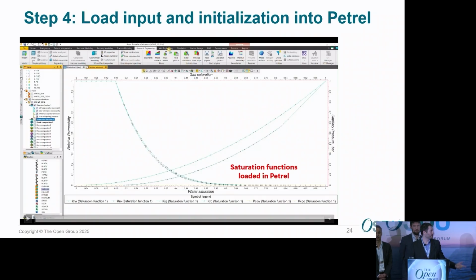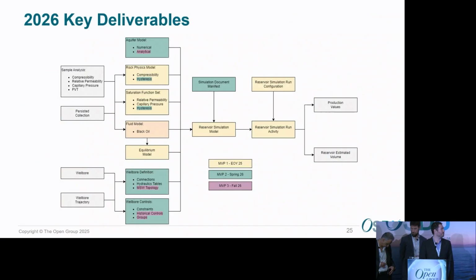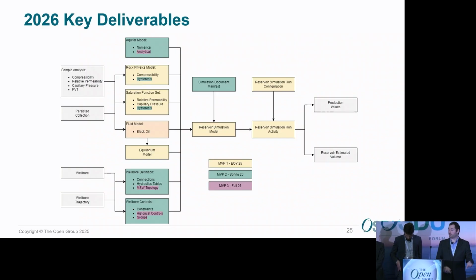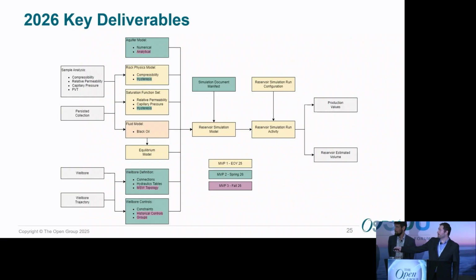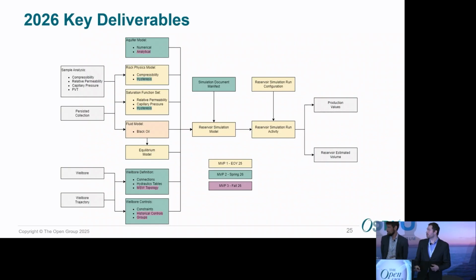So now Jen and I are going to go over our idea for what we came up with two weeks ago. Sorry, it's a little hard to see, but right now we've really focused on the yellow boxes. And some of them you'll see we're going to start expanding on because there's more to a rock physics model than compressibility. There's more that goes into it. Same thing with saturation function set and eventually fluid model as well.